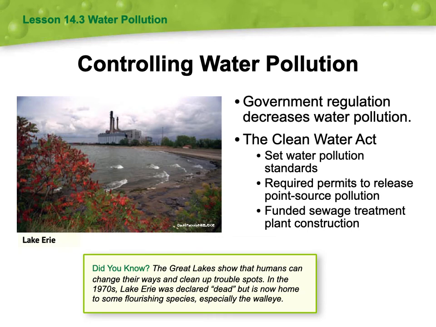So the government has kind of stepped in, and they try to regulate water pollution. They also try to regulate who gets what water and where it goes and how it's used. So the Clean Water Act is an example that set water pollution standards. It requires permits to release point source pollution. So these big factories and really the oil and gas industry has to apply for a lot of permits and jump through a lot of hoops to get rid of their wastes. And then sewage treatment plants can be constructed in a lot of different areas to try and clean biological pollution as well.